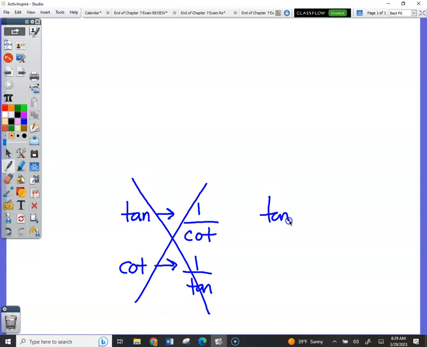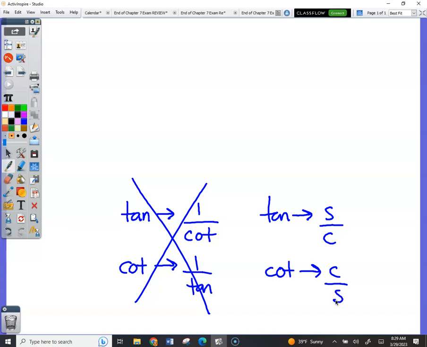If I see tan, my mind always goes to sine over cosine. And if I see cotan, then it's cosine over sine. I would go that route because then things can cancel. Okay? That was on a couple people's tests.